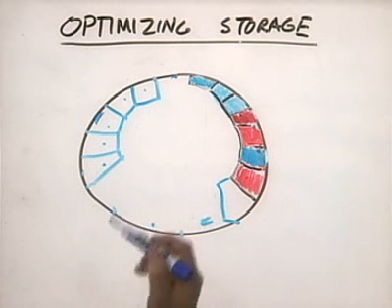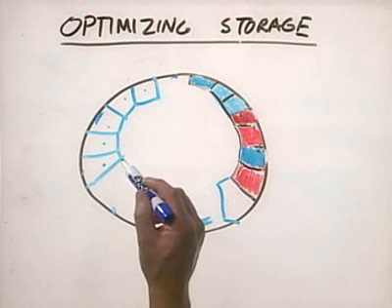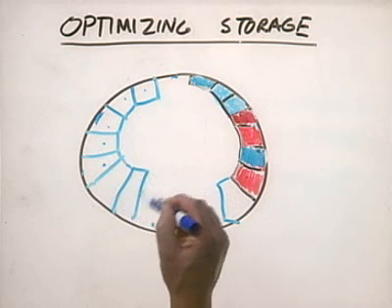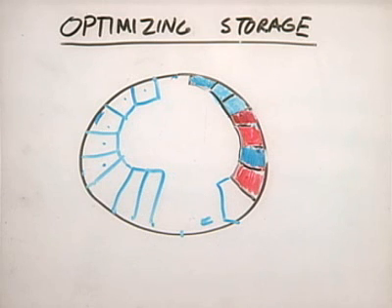Likewise, when writing, instead of going, okay, well, I can use this spot or this spot and this spot and this spot, the disk controller can say, okay, let's just start writing right here, and we'll write right here, we'll write right here, we'll write right here. Saves time, the disk doesn't have to work as hard, and your system works faster.